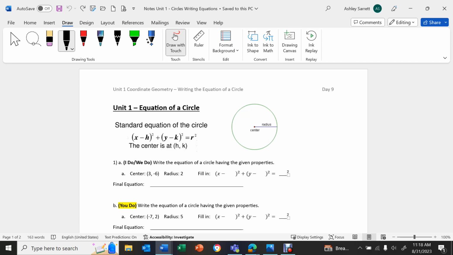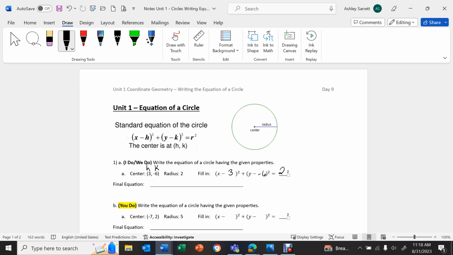So remember, the center is at (h, k). So this is (h, k) right here. So I'm going to do x minus h, which is 3. And then y minus k, which is -6. And then the radius is 2.